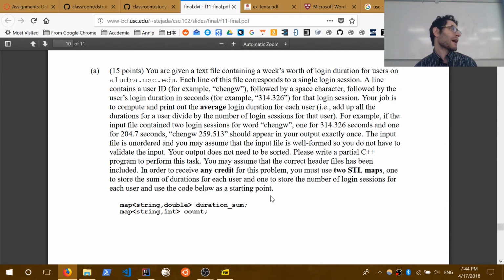For each user, to compute the average login duration, we'd have to know 2 things: 1, how many times they've logged in, and 2, the total amount of time they've logged in for. So if I've done 3 login sessions of 1 hour, 2 hours, and 3 hours, then my total duration would be 6 hours, and I've logged in 3 times, so my output would be 6 divided by 3, which is 2 hours.